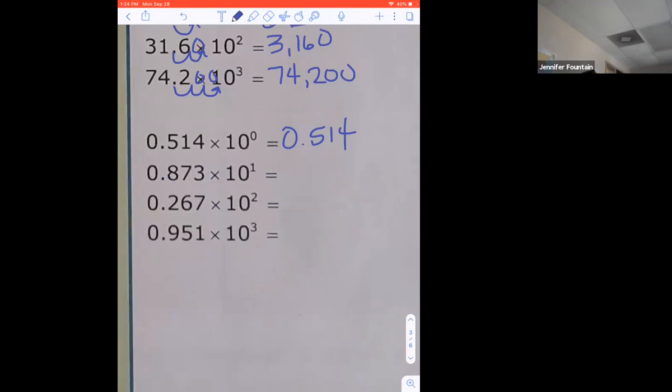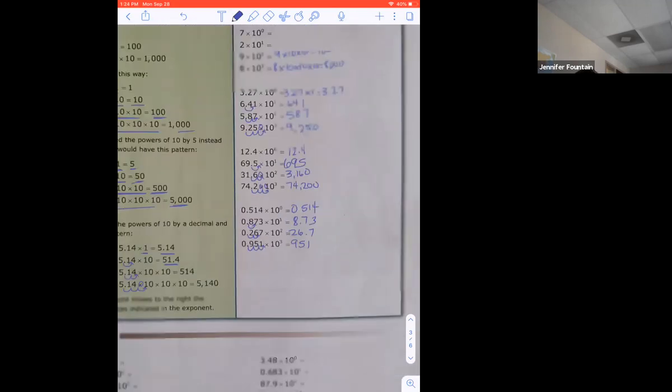Move my decimal to the right one. So I now have 8.73. And then the next one, 0.267 times 10 to the second. Move it 1, 2 places. That'll give me 26.7. And 0.951 times 10 to the third. 1, 2, 3 places becomes 951. Everybody pretty comfortable understanding multiplying by the power of 10 just means you move your decimal place that many places?